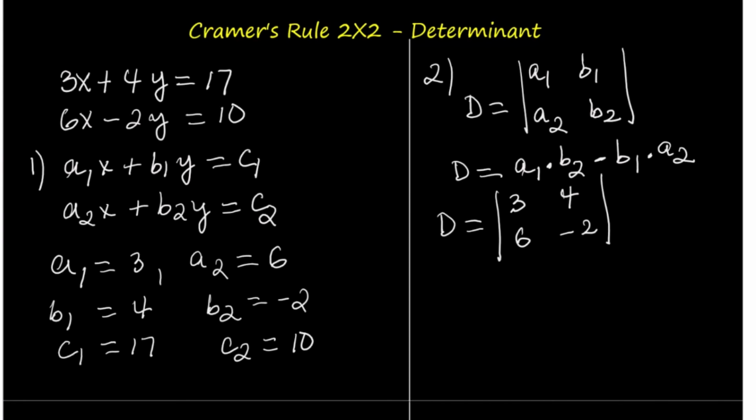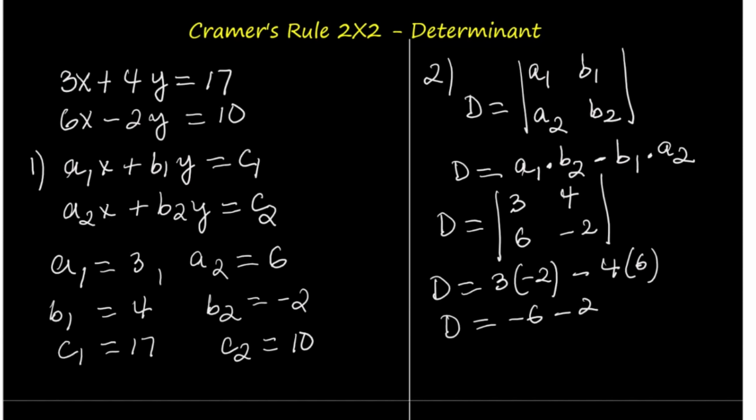Now plug the values into the formula. D equals 3 times negative 2 minus 4 times 6. That gives us negative 6 minus 24, which equals negative 30. So the main determinant D is negative 30.